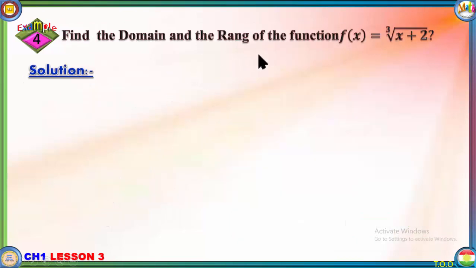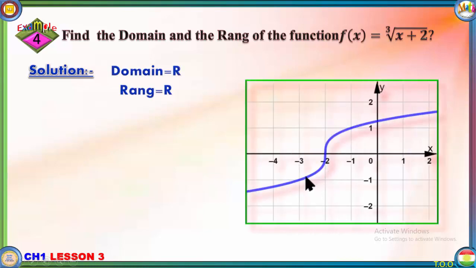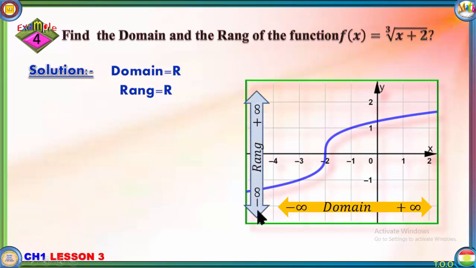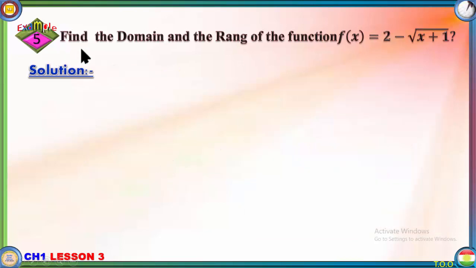Find the domain and the range of the function f(x) equals cube root of x plus 2. Because we have an odd root, therefore the domain and the range are all real numbers, as you can see here. The domain is from minus infinity to positive infinity, and the range begins from minus infinity to positive infinity. Example number 5.